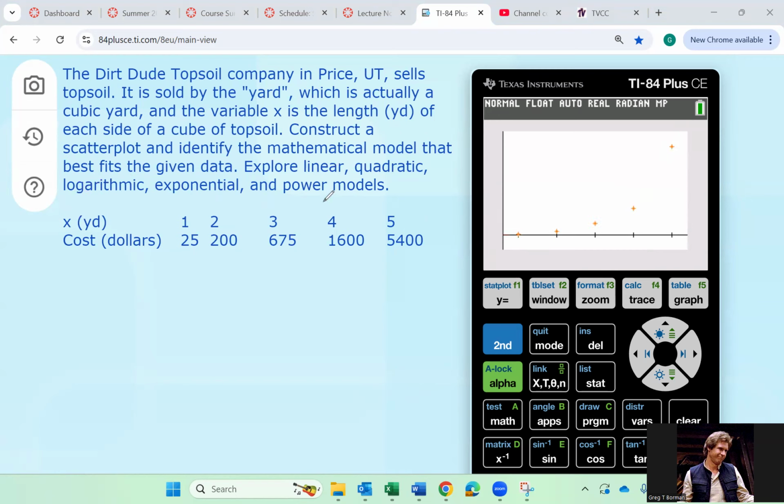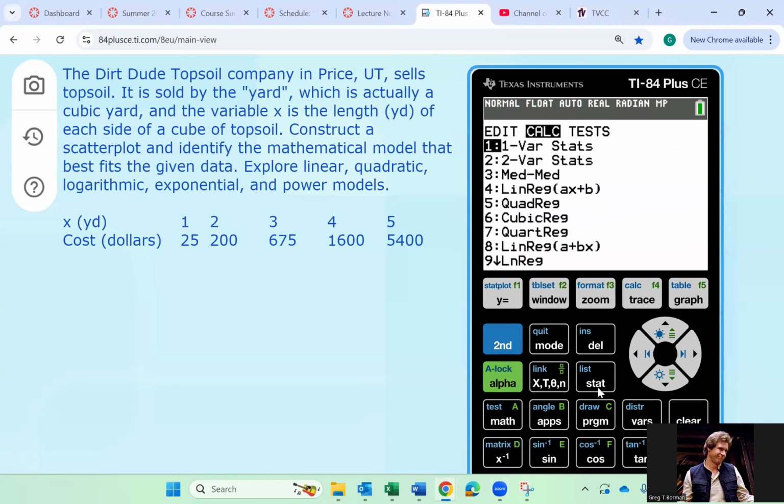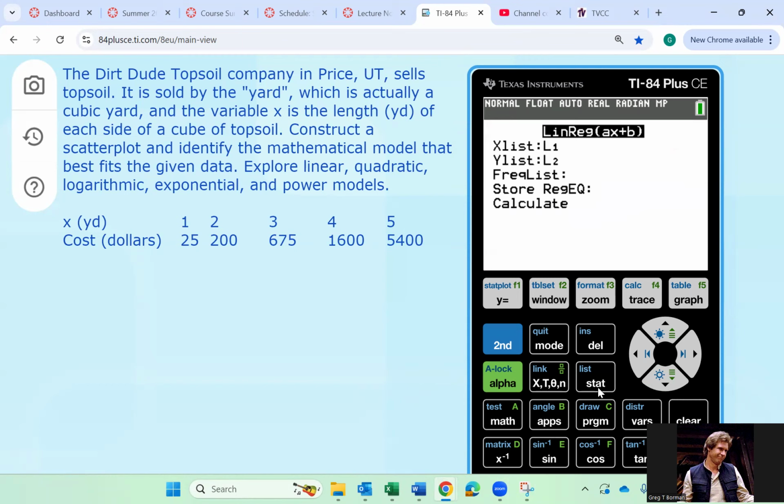And so let's take a look and see what we get. So we'll go stat over, and then I'm going to do all five. So linreg, L1 and L2, cool. All right. You know what? I'm going to store the regression equation. So I'll go alpha, trace, enter. And I don't have to, but I thought it'd be cool.